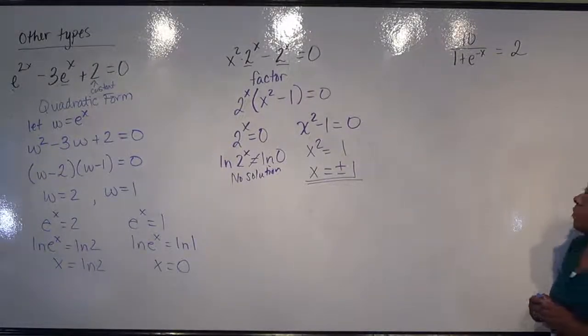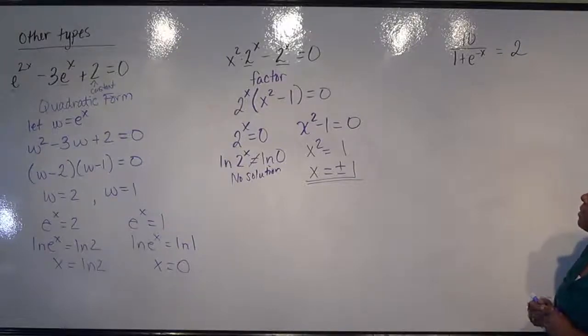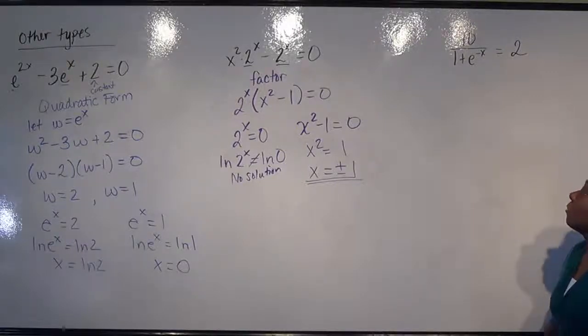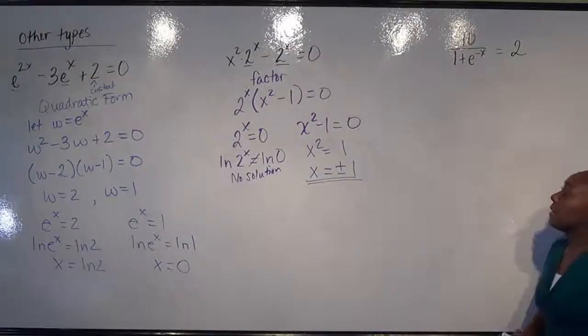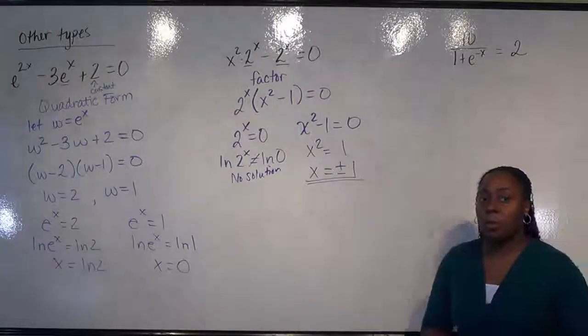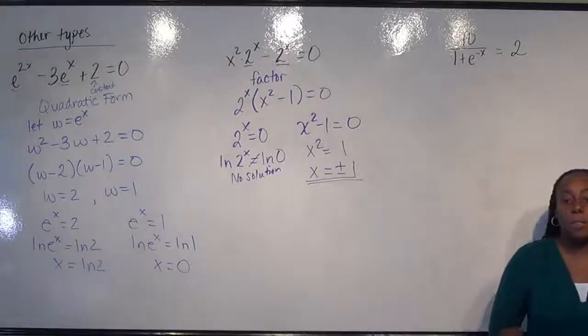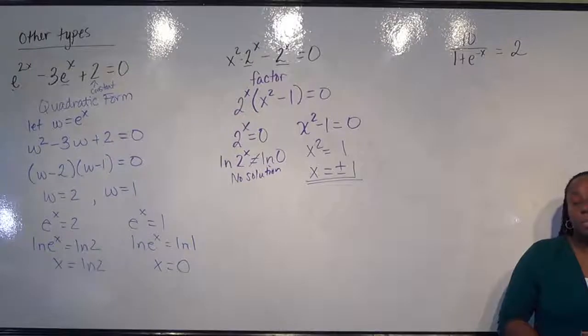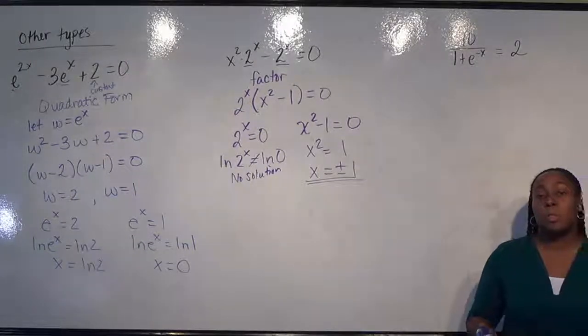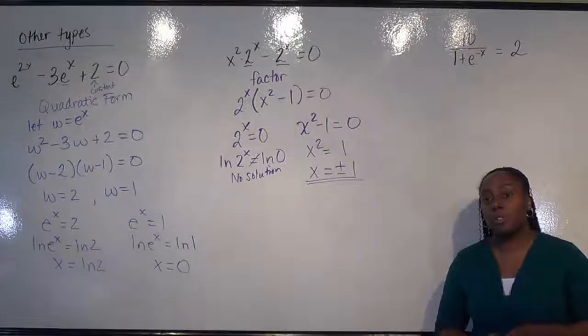Alright, so let's look at one last example over here, and that is 10 divided by 1 plus e to the negative x equaling 2. We want to solve this equation for x. Okay, so this is a rational equation. And for the rational equations, what we did was we started by looking at the LCD, multiplying both sides by the LCD to get rid of the fractions.